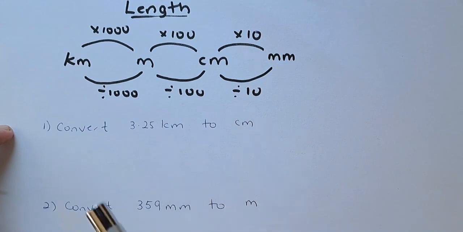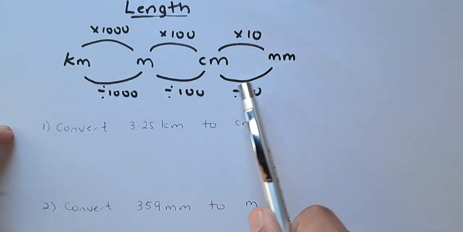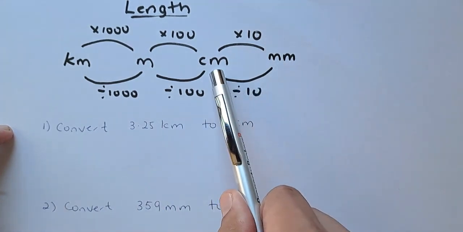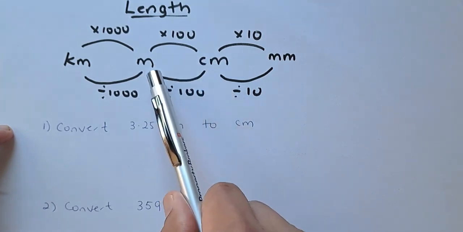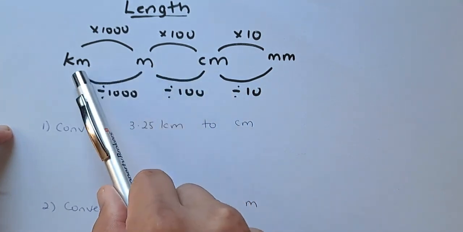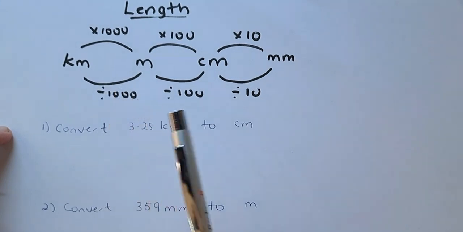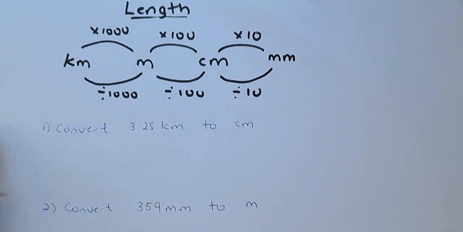If you are doing the reverse, if you want to convert millimeter to centimeter, you divide by 10. Centimeter to meter, you divide by 100. And from meter to kilometer, you divide by 1,000. So let's look at two examples and see how we go.